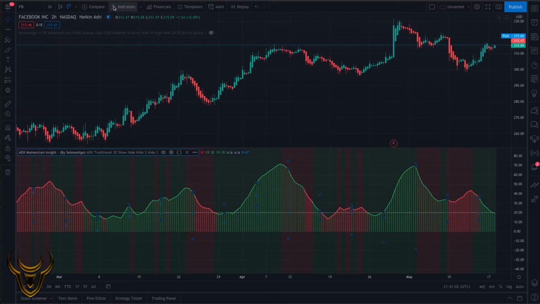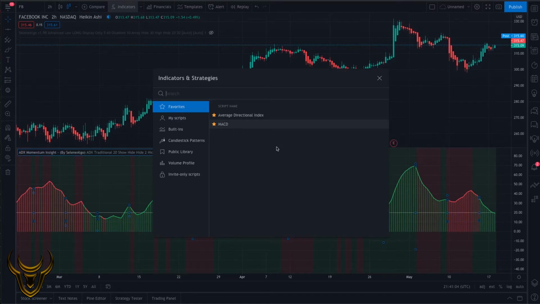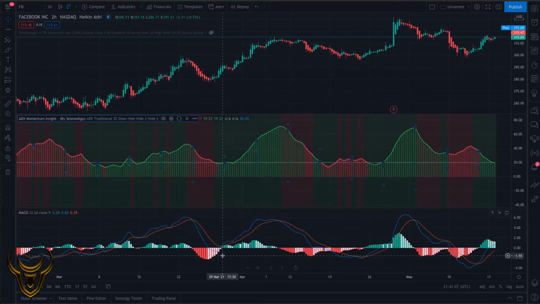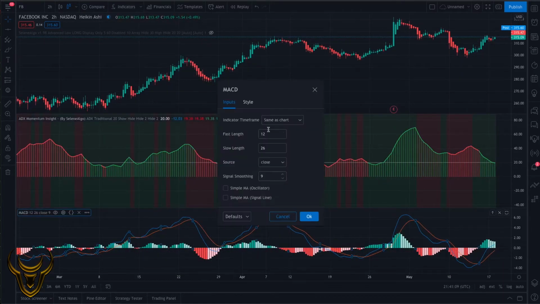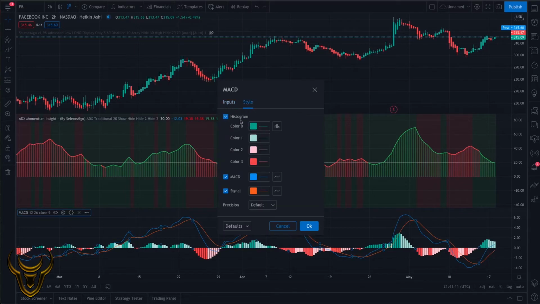So next feature. Let me pull up a traditional MACD indicator. We're going to hide the histogram to start.